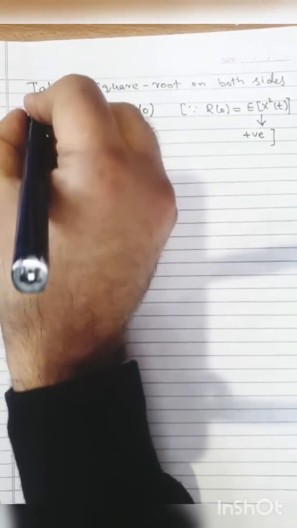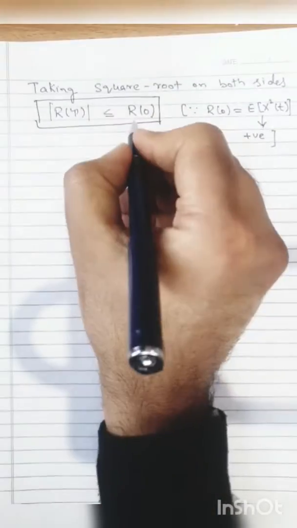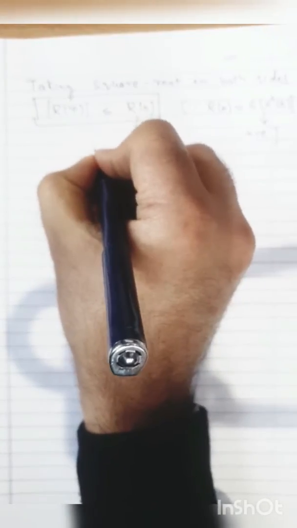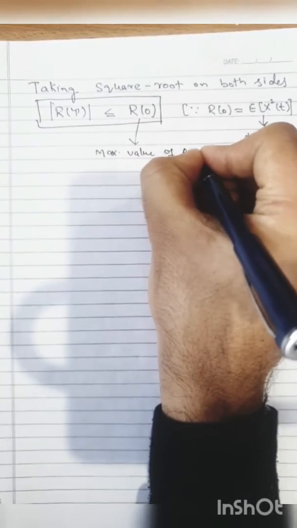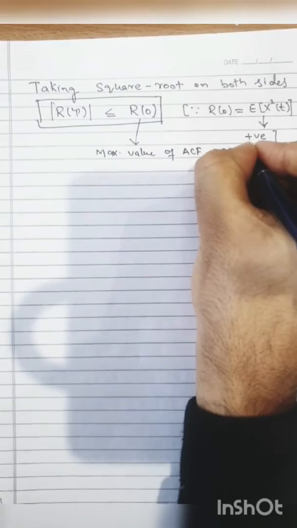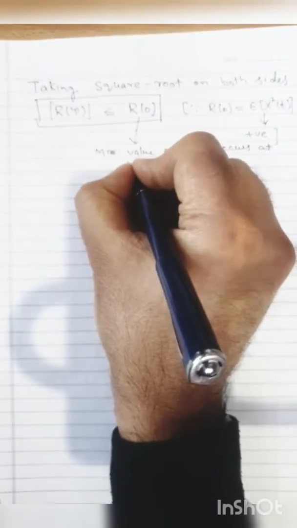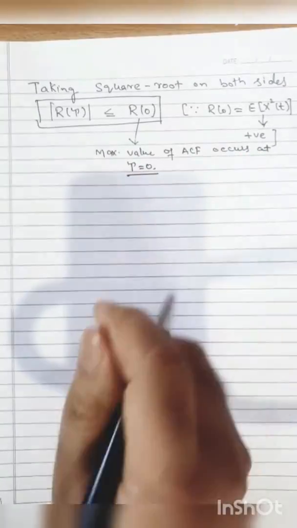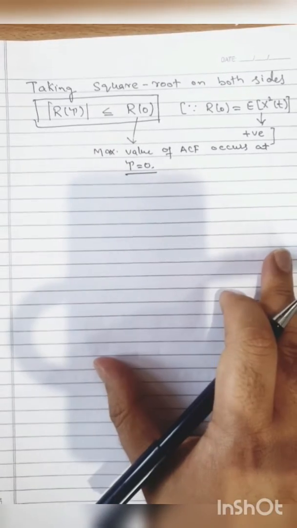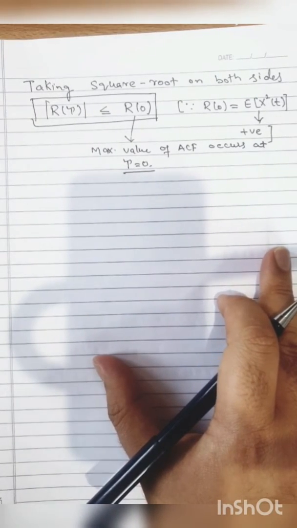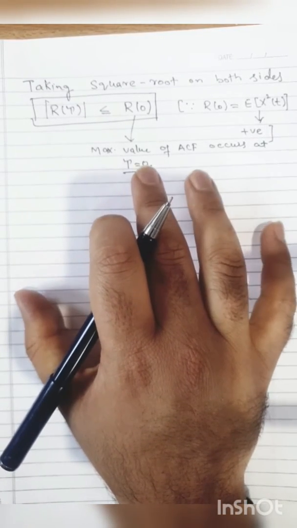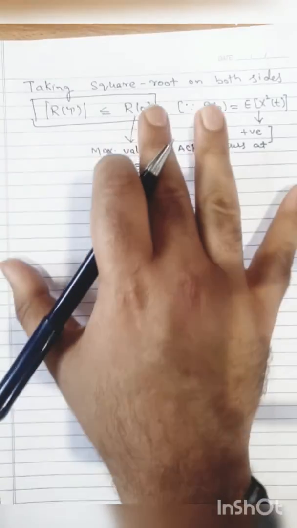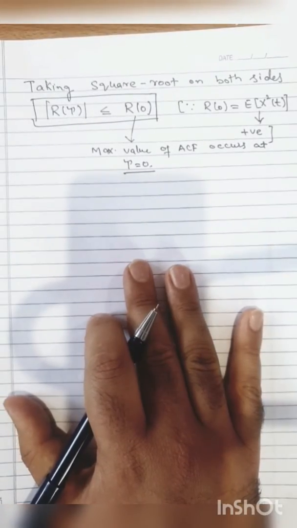So we have proved that the maximum value of the autocorrelation function occurs at tau equal to 0. That means all other values of the autocorrelation function, other than at tau equal to 0, will be less. That means the maximum value will occur at tau equal to 0.